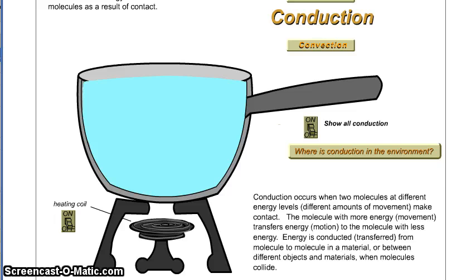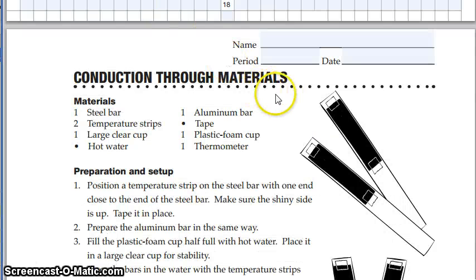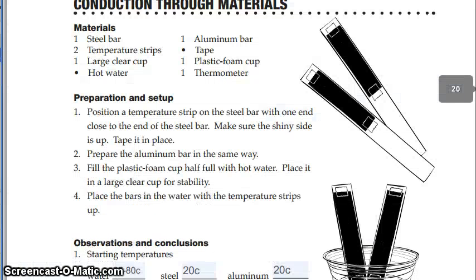This leads us into the lab that we worked on in class as we look at heat transfer and we look at conduction in different materials. We had some steel bars and some aluminum bars, some of these black temperature strips, some water, the foam cups, and some thermometers.